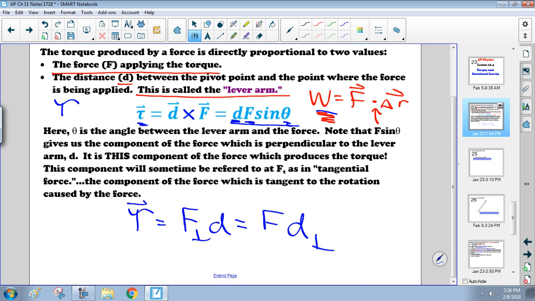So let me put my arrows on this. Yeah, I guess this really just gives you the magnitude of the torque, and then you'll have to kind of think about the direction. All right? So have I said everything here? Yes, good. All right, so let's do some examples.